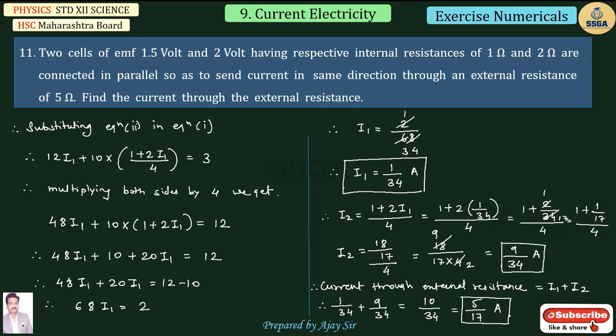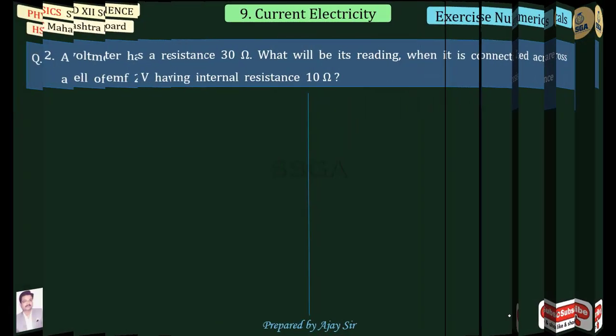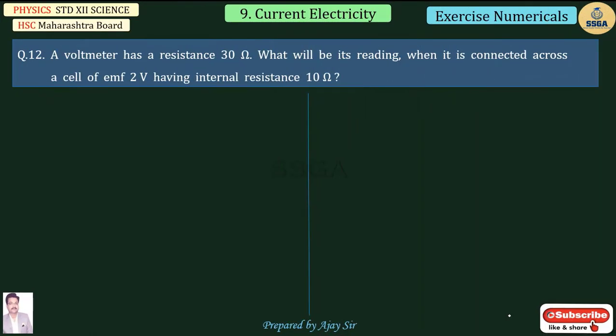So in this way, students, you have to solve this type of numerical example. Now let us move to the next question, question number 12. A voltmeter has a resistance 30 ohm. What will be its reading when it is connected across a cell of 2 volt having internal resistance 10 ohm? In this case, we have to find the voltage across the voltmeter.